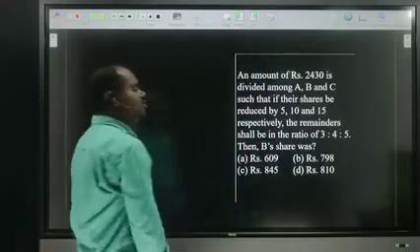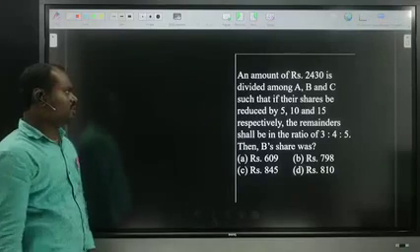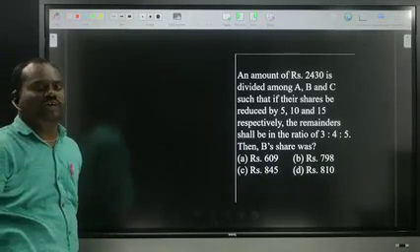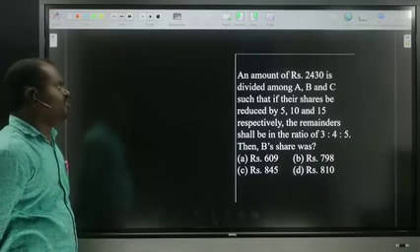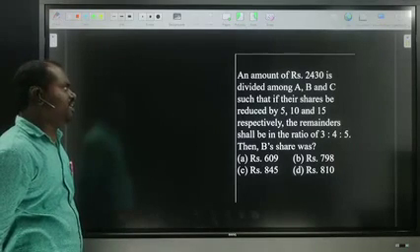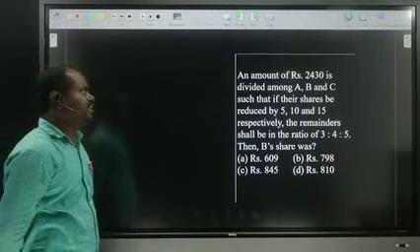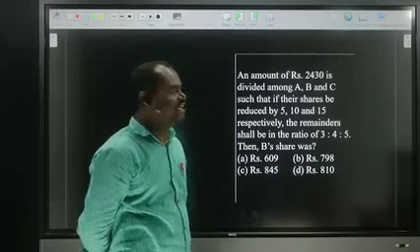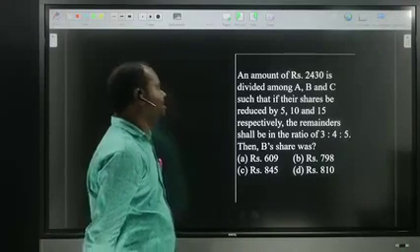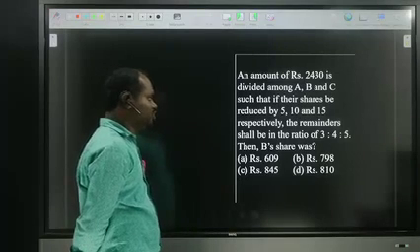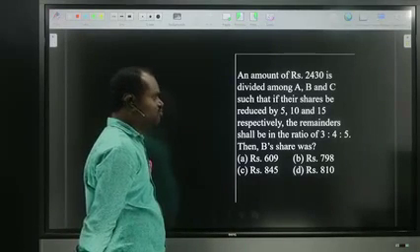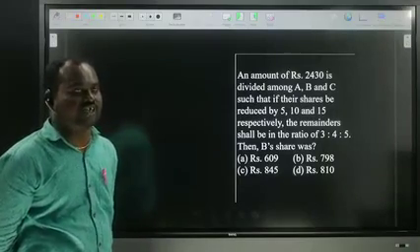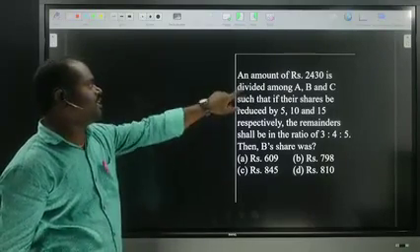Next, what is the next question? An amount 2430 is divided among A, B and C such that if their shares are reduced by 5, 10, 15 respectively, the remainders shall be in the ratio 3:4:5. Then B's share was. How much total money is there?